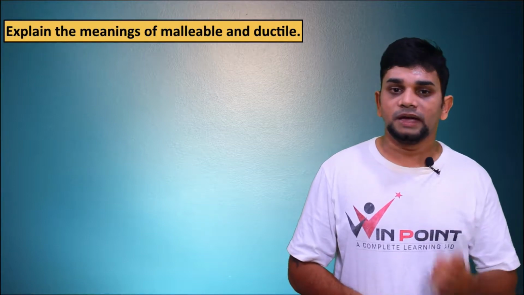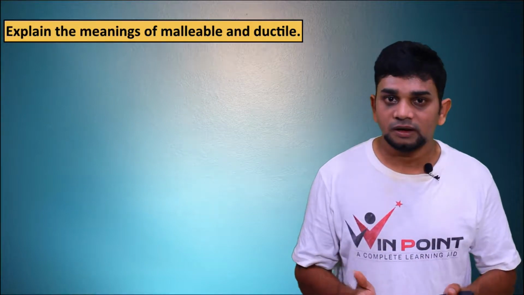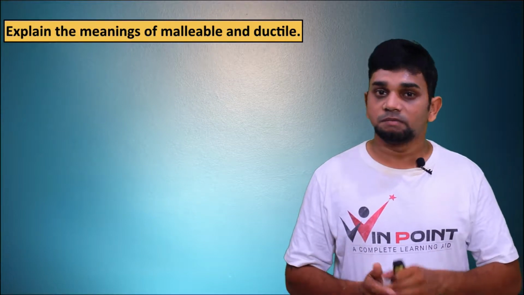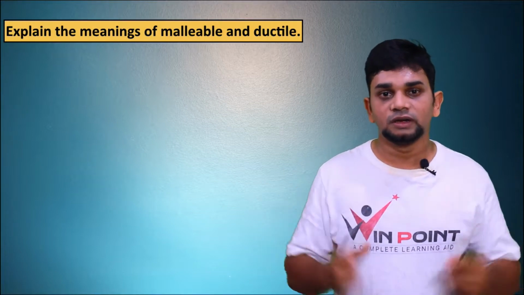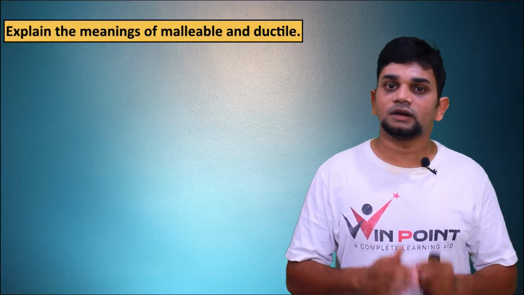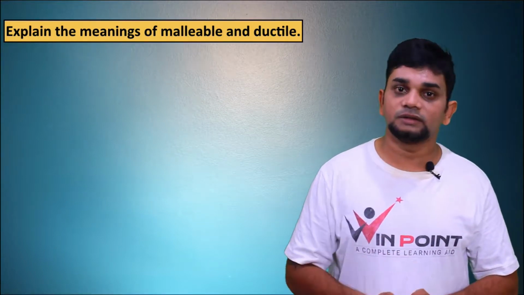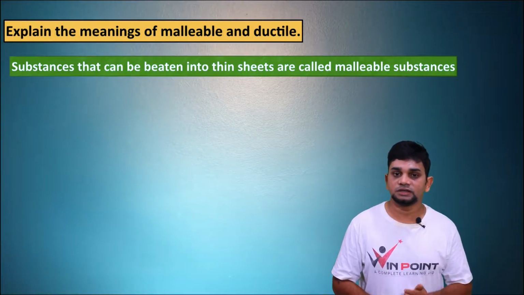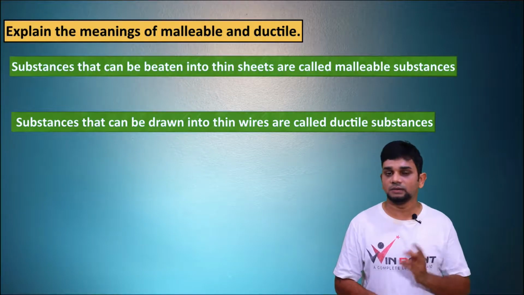Explain the meanings of malleable and ductile. There are 2 properties, malleability and ductility. Metals are malleable and metals are ductile. So what do you mean by malleability and ductility? Metals can be beaten into thin sheets. This property is malleability. We can convert the metal into sheets. Ductility means we can convert the metal into thin wires. This property is ductility. So we can define now: substances that can be beaten into thin sheets are called malleable substances. Substances that can be drawn into thin wires are called ductile substances. So ductility and malleability. Next question.